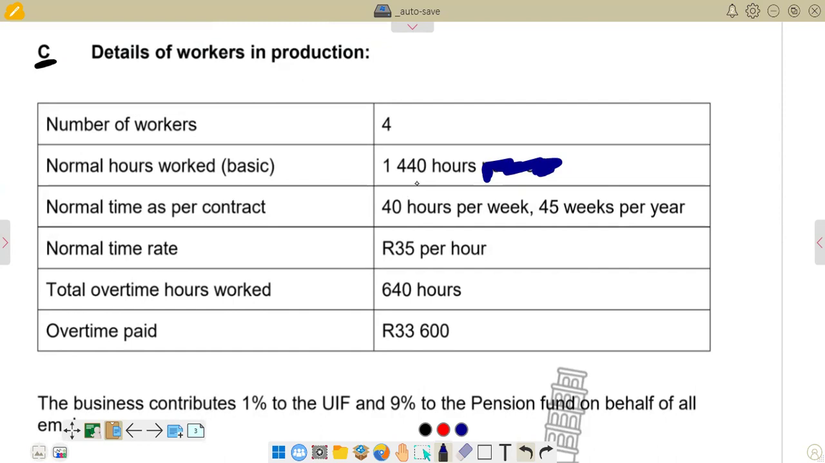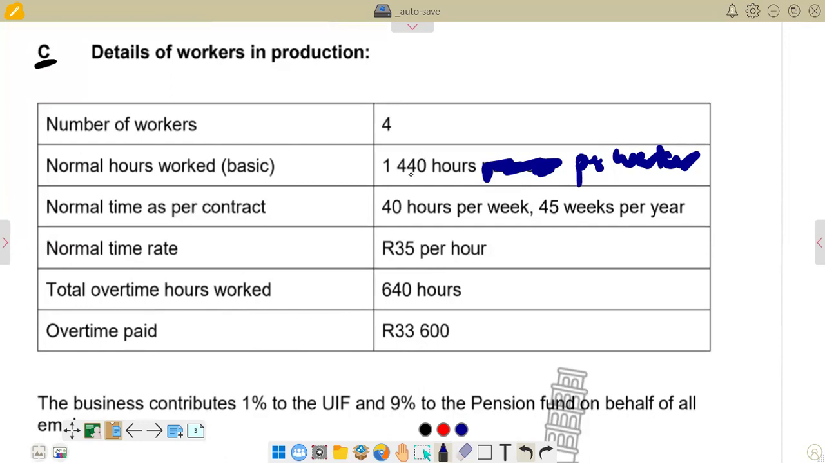We've got 1,440 hours, and this represents per worker. So this is 1,440 hours per worker, given per year, which is the annual figure that we have. Then the normal time estimated in the contract is 40 hours per week, for 45 weeks per year. And then we've got the normal time rate, which is 35 rands per hour. Then total overtime hours worked, 640 hours, and overtime paid for 33,600 rands.